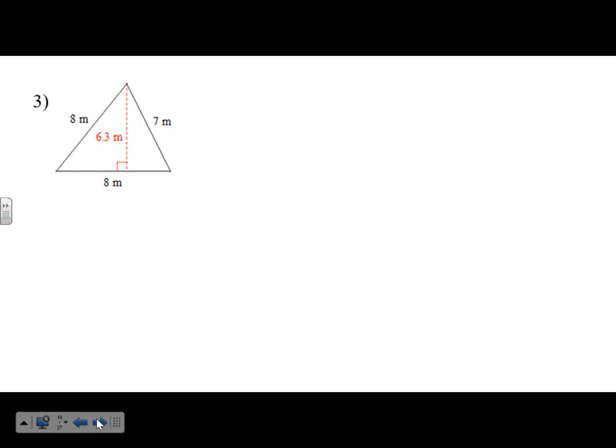So for a triangle, we have all the sides added together, 8 plus 7 plus 8. Put that in your calculator, 8 plus 7 plus 8, 23.